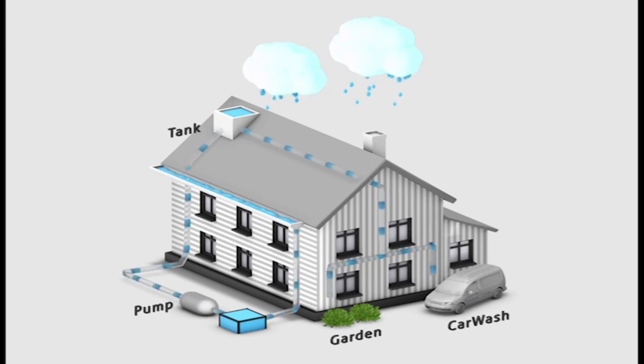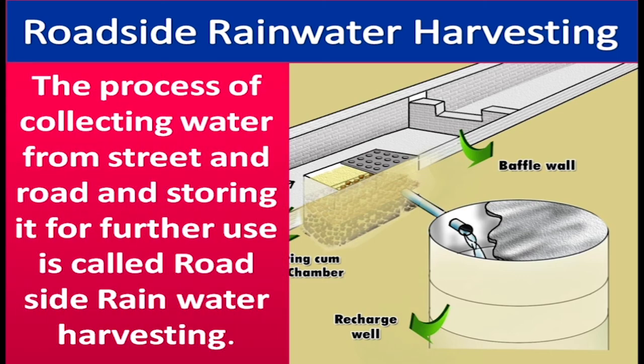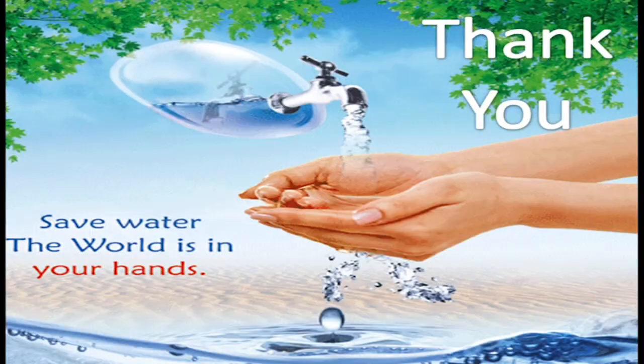Instead of collecting rainwater in the tank, the pipes can go directly into a pit in the ground. This then seeps into the soil to recharge or refill the groundwater. Another option is to allow water to go into the ground directly from the roadside drains that collect rainwater. This process of collecting water is called roadside rainwater harvesting.